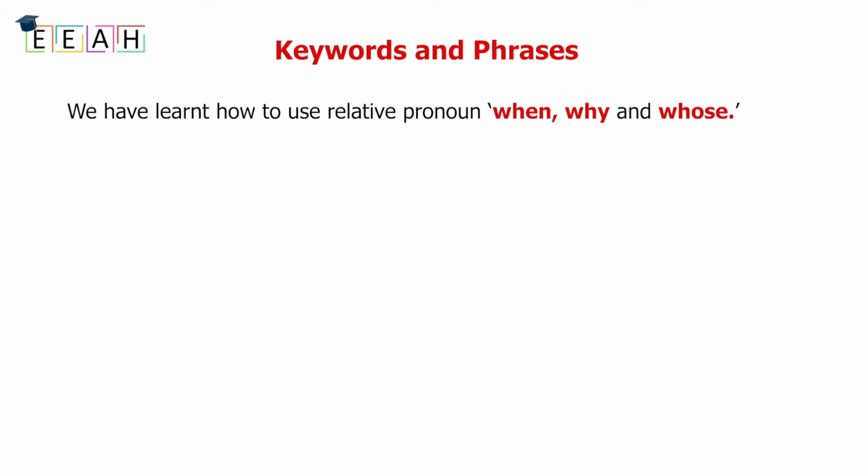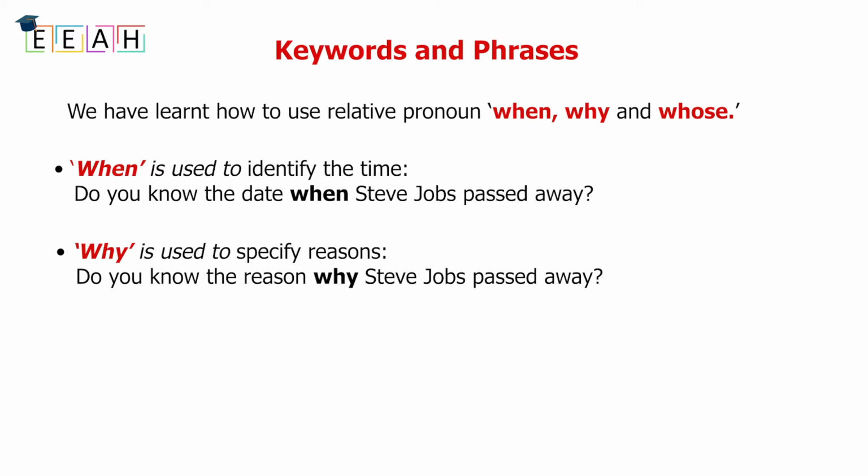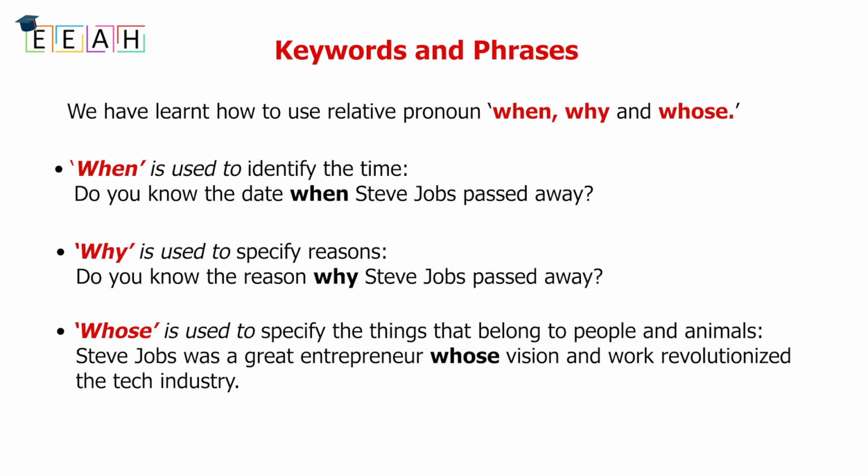Let's have a look at today's keywords and phrases. We have learned how to use the relative pronouns when, why, and whose. When is used to identify the time. For example, do you know the date when Steve Jobs passed away? Why is used to specify reasons. Do you know the reason why Steve Jobs passed away? Whose is used to specify the things that belong to people and animals. For example, Steve Jobs was a great entrepreneur whose vision and work revolutionized the tech industry.